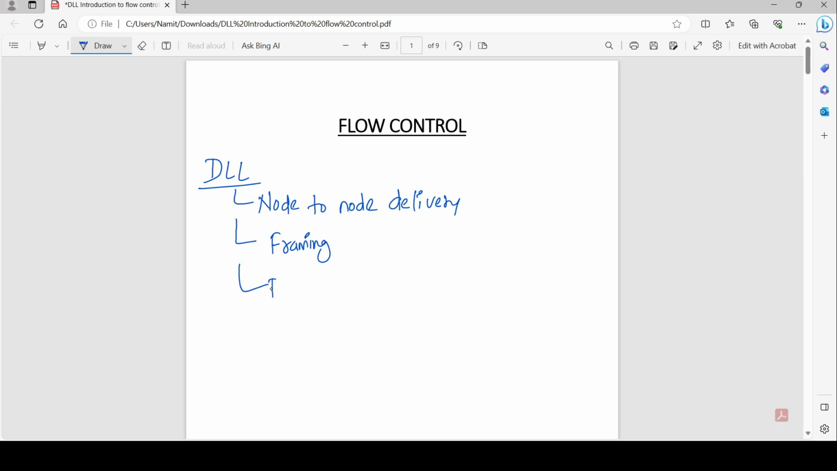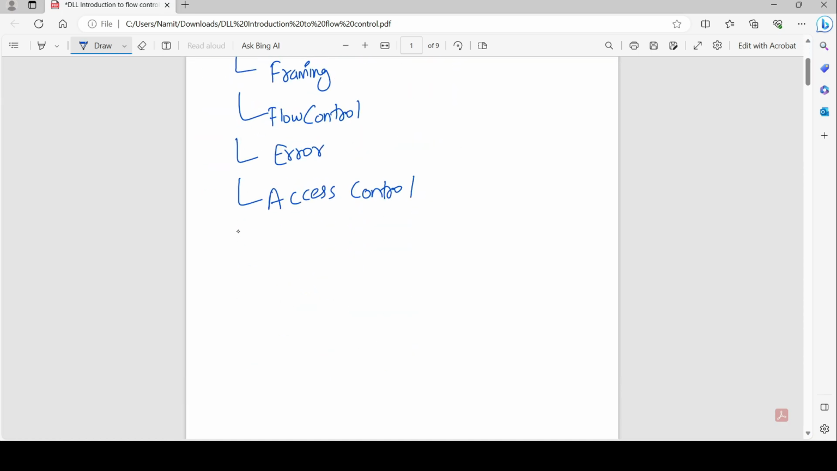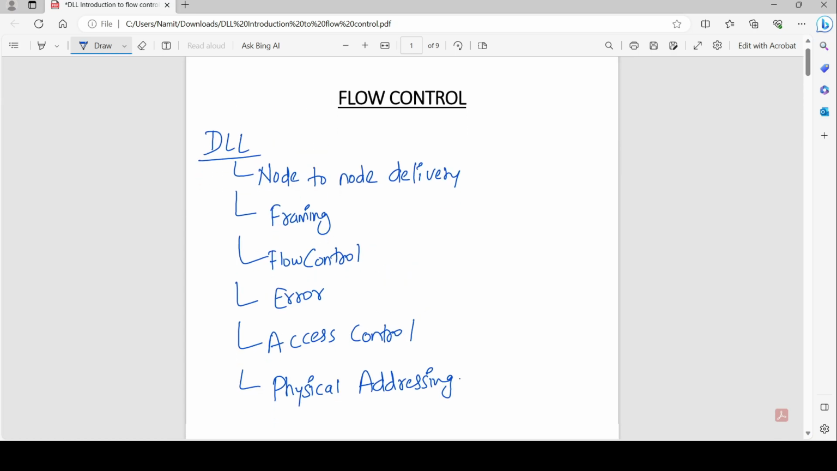Then it provides flow control. Then there is error control. Then we have access control. And obviously there is one type of address that is used, so it also does something that is known as physical addressing. So this is what we have till now.